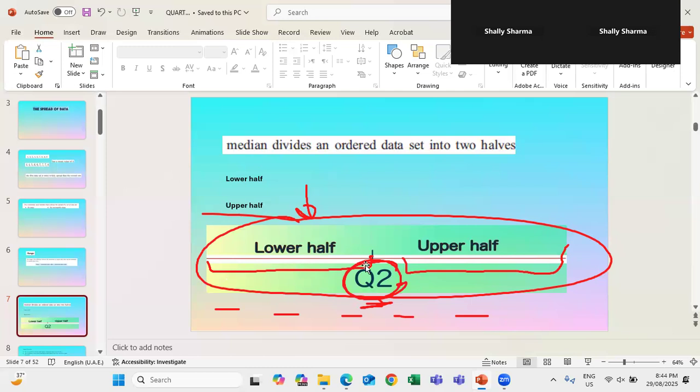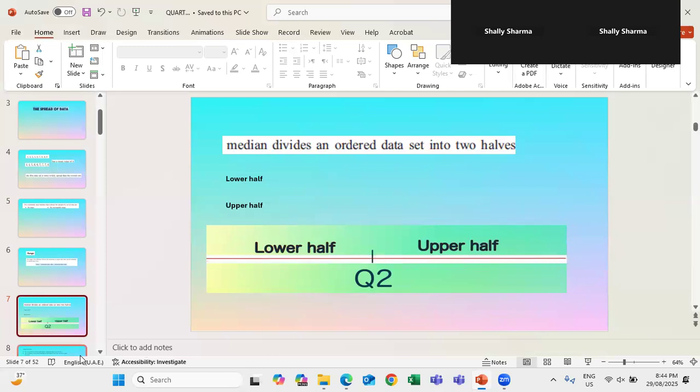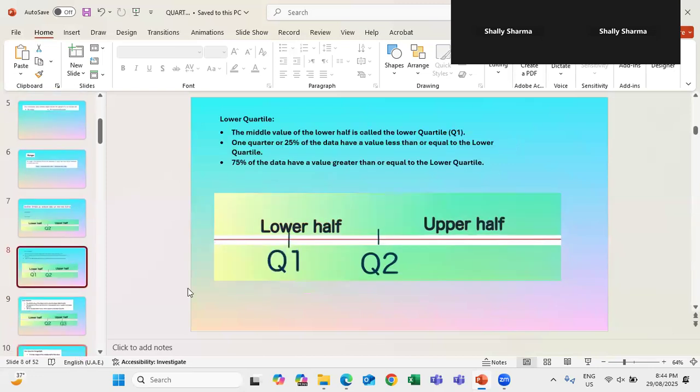So median, what does it do? It divides the whole data set, which we are representing here on, let's say, a number line, which is arranged in ascending order. Obviously on a number line the values are arranged in an order. So Q2, the function of median is to divide it into two parts. And those two are equal parts. Now what is the meaning of Q1? That is the lower quartile.